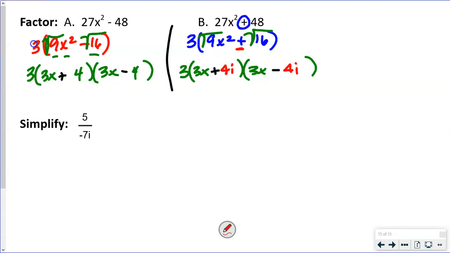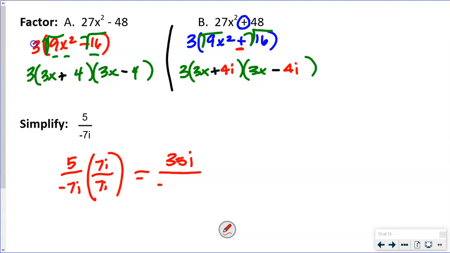Okay. So, all right. So now down here, we're going to go ahead and simplify this because we cannot have an imaginary number in the denominator. So on this one, what is the conjugate of negative 7i? It's positive 7i, right? So when we do this problem, it's going to be 35i over negative 49i squared. And a lot of y'all missed this on the test.